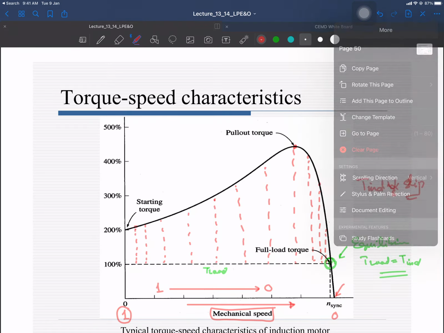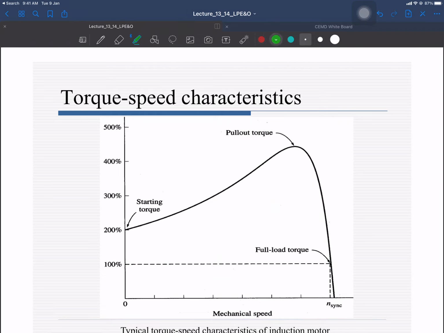Okay, now if I look at the effect of the voltage, as we have seen, the torque induced is proportional to the square of the Thevenin voltage. So if you increase the voltage, the torque will increase by the square. With the increase of the voltage, the new torque speed curve will be like that, and if you decrease the voltage, the new torque speed curve will be like this, right?